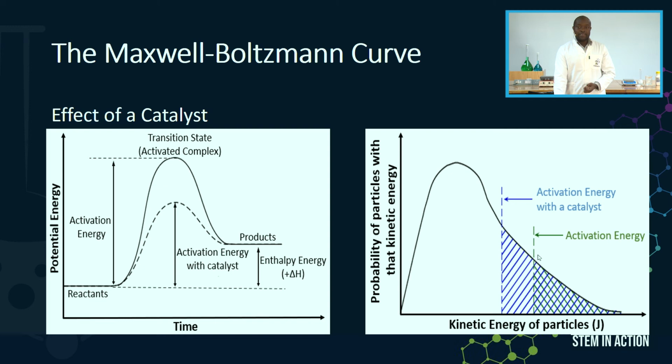And what you notice is that when we have a reaction that does not have a catalyst, our activation energy mark is going to be there. But once we add the catalyst, the mark is going to be shifted to the left to a lower kinetic energy, such that more particles are going to have sufficient energy, or energy more than the activation energy. And that's how a catalyst will speed up the rate of a chemical reaction.